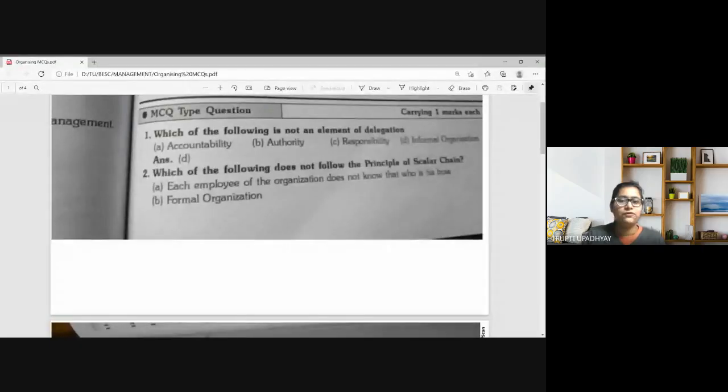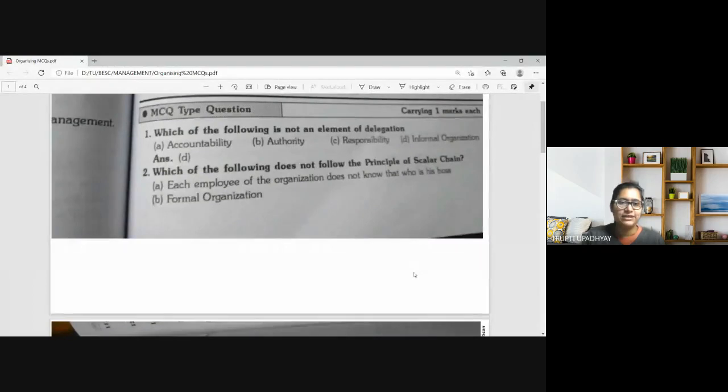First question: which of the following is not an element of delegation? A. Accountability. B. Authority. C. Responsibility. And D. Informal organization.